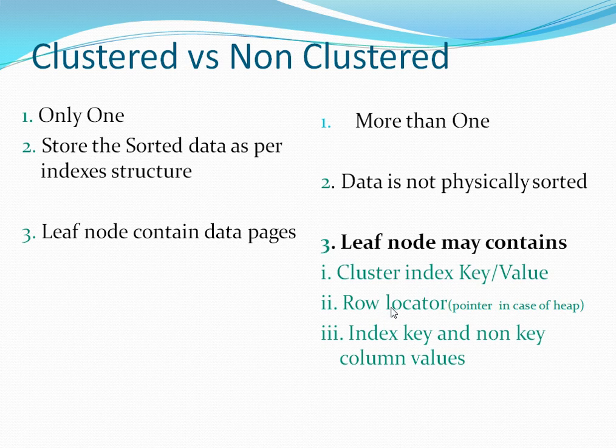And if the clustered index is not there on a table, meaning the table is a heap table without a clustered index, then it will store the row locator or pointer. At the leaf level it also stores the index key and non-key columns. So in the case of a non-clustered index leaf node, it stores the index key and non-key column values. This is how leaf node data is organized for clustered and non-clustered indexes.